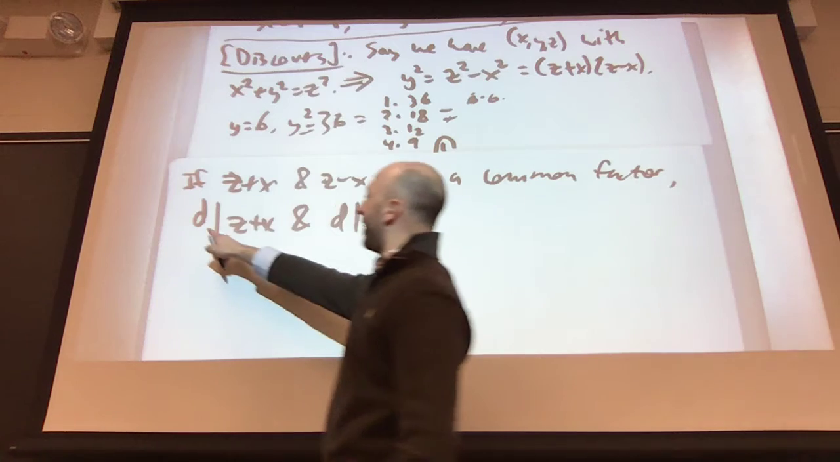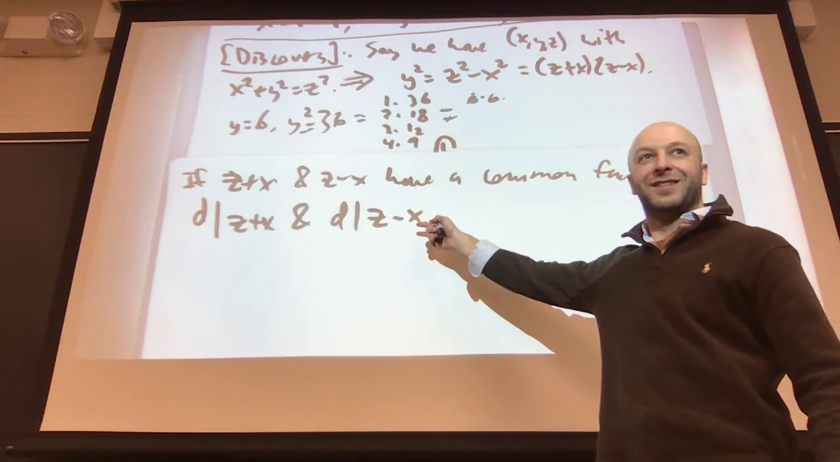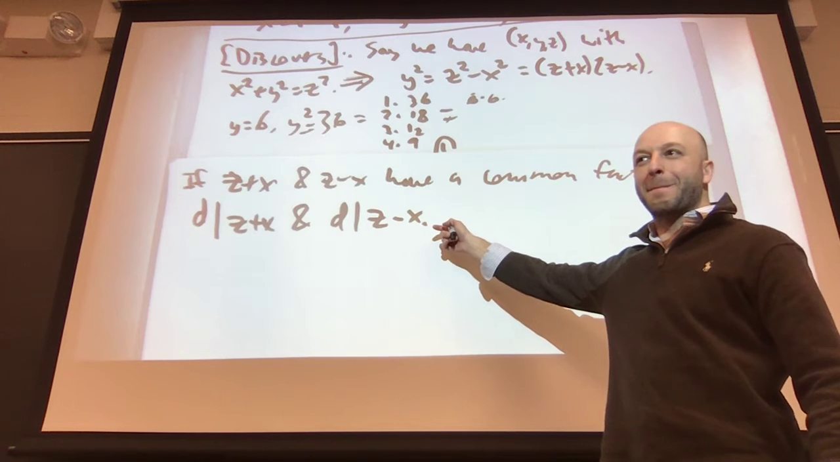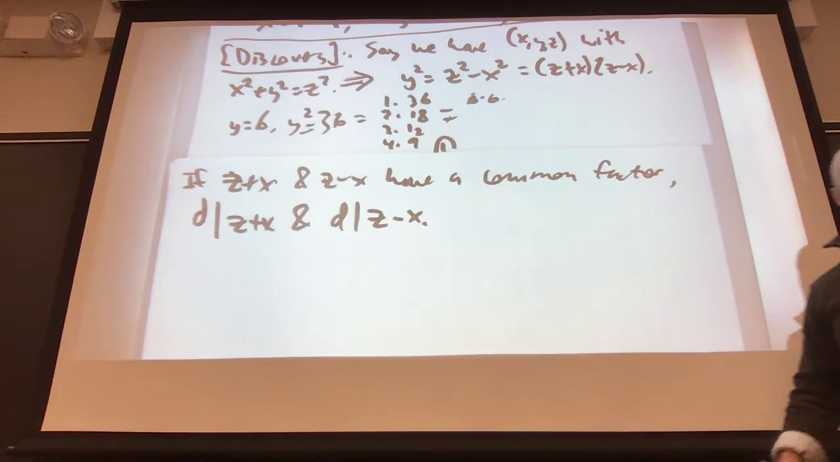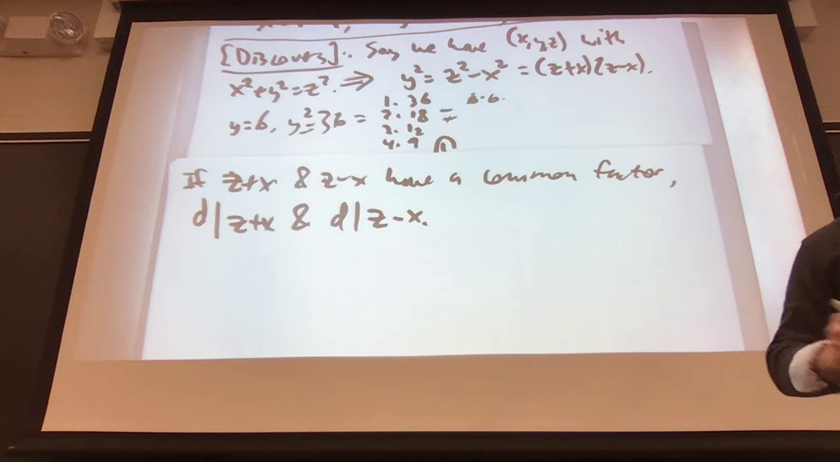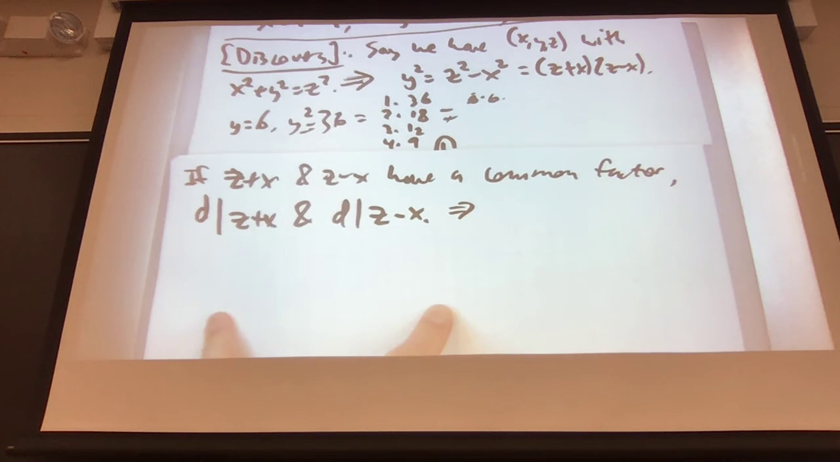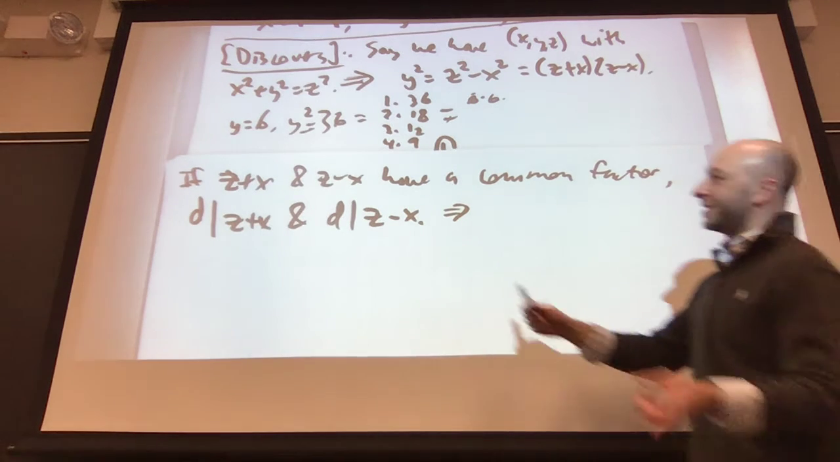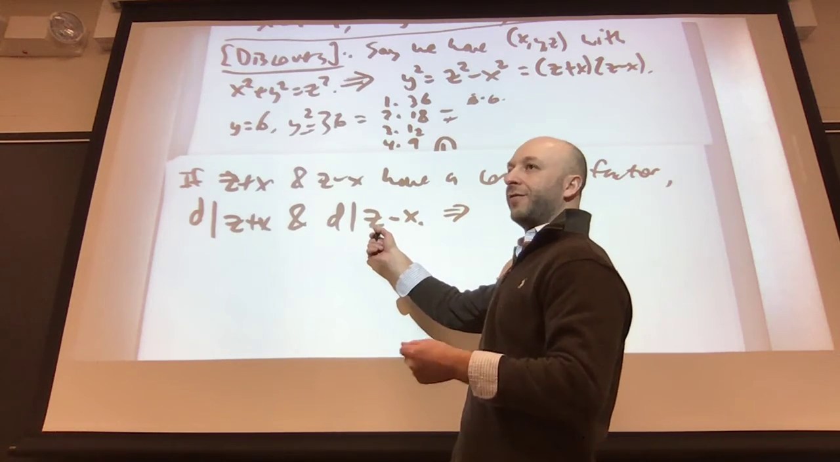So if 2 divides 6 and 2 also divides 12, if z plus x and z minus x have a common factor, can we say anything about z and x themselves? They aren't co-prime? Why not? Because they have a common factor. Well, how do I know that? I know that z plus x and z minus x are not coprime. What about z itself versus x itself?